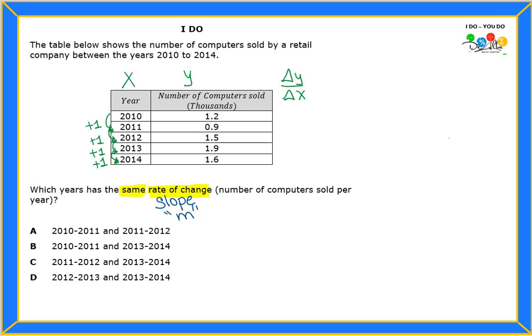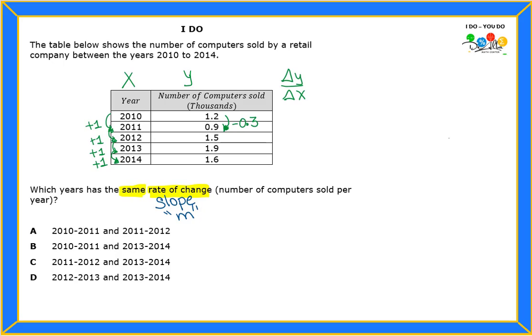Now let's look at the y values and analyze the numbers. I have 1.2 and 0.9. So my question is, what do you notice from 1.2 to 0.9? Is it increasing or decreasing? If it's decreasing, we need to identify that as a negative number. So what is the difference between 1.2 and 0.9? It's going to be negative 0.3. And I put a negative because since it's going down, it's decreasing. I need to identify the difference as a negative number.